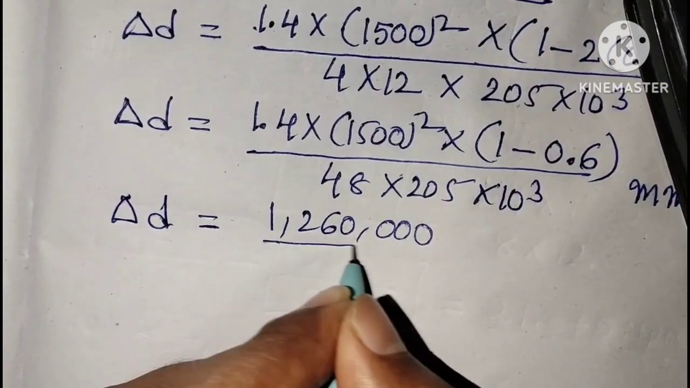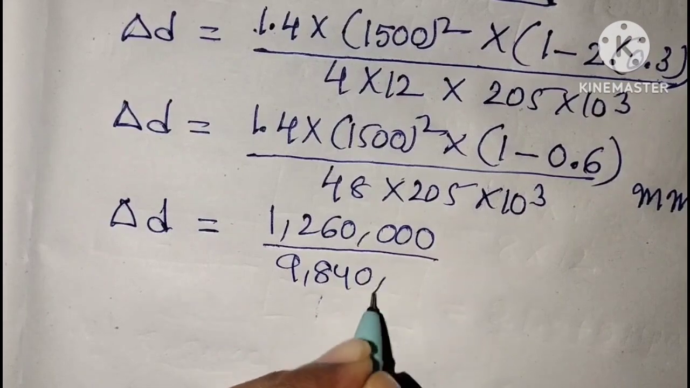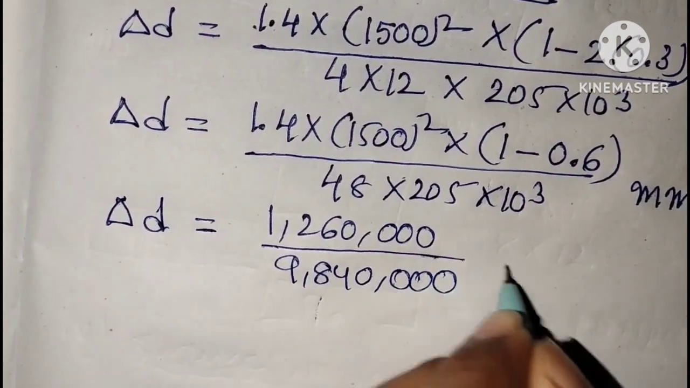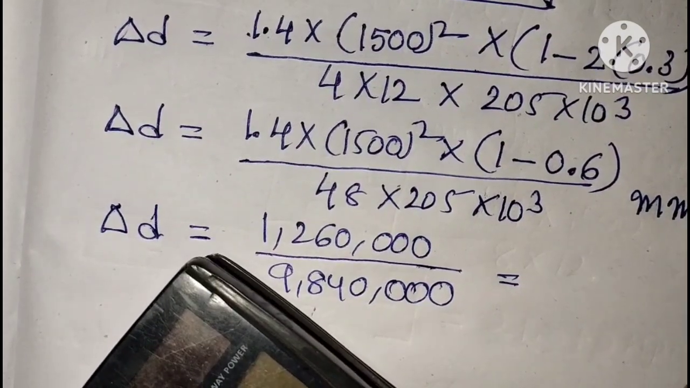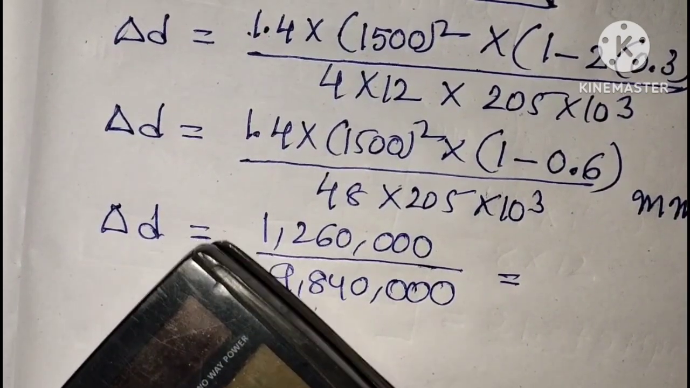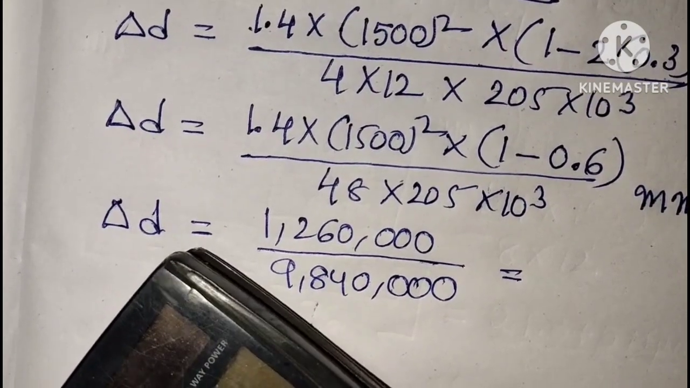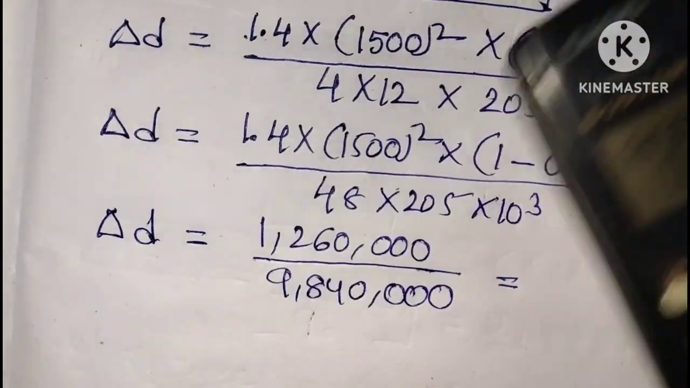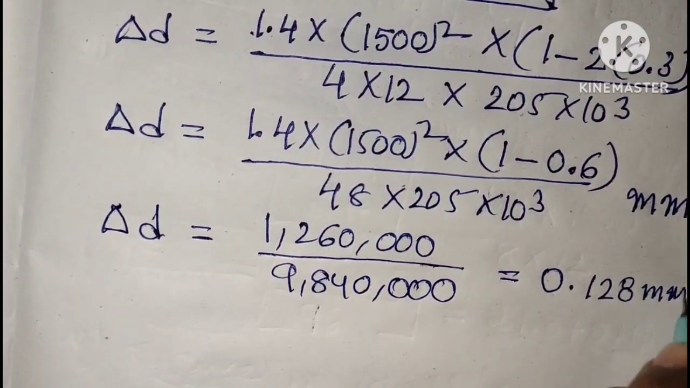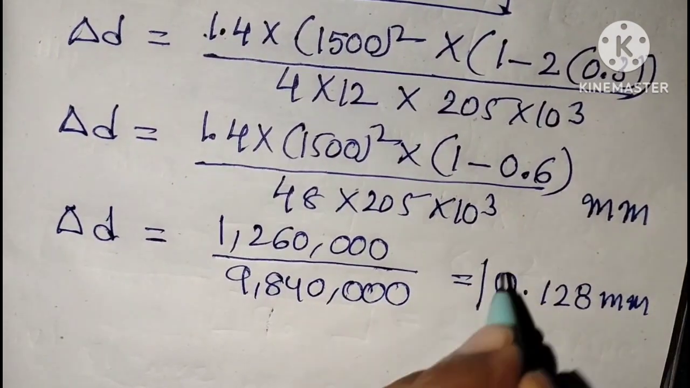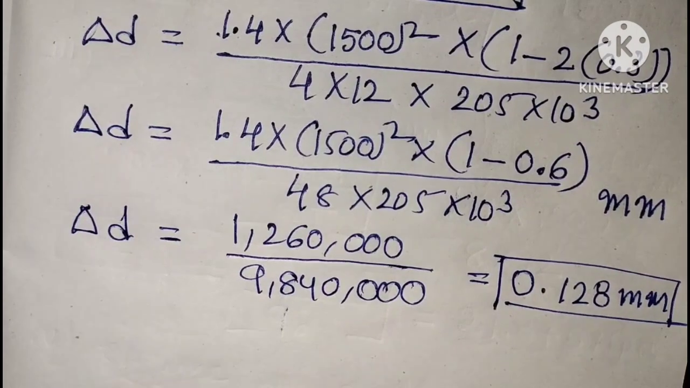1,260,000 divided by, so denominator 9,840,000. So the value is 0.128 mm. Change in diameter is 0.128 mm. This is change in diameter of a cylinder. So at last we need change in volume.